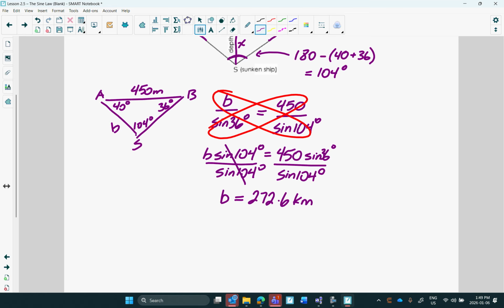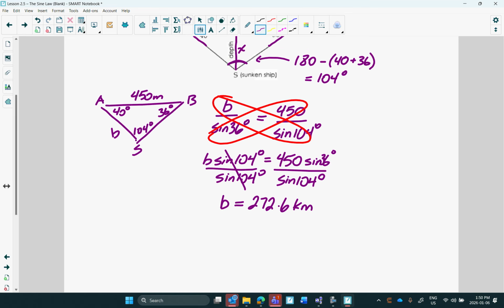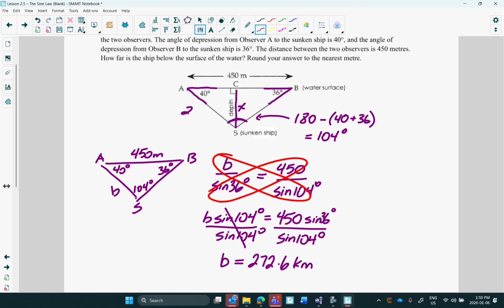So we know that this is now 272.6. So let's use this right triangle to find x. So now we're going back to regular trig. So now I'm looking at this, CA, we call this x. We know that this is 40 degrees. We just found that this was 272.6 meters. It's a right angle. What's the trig?